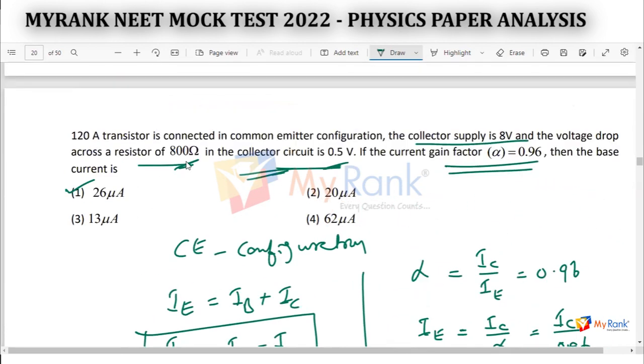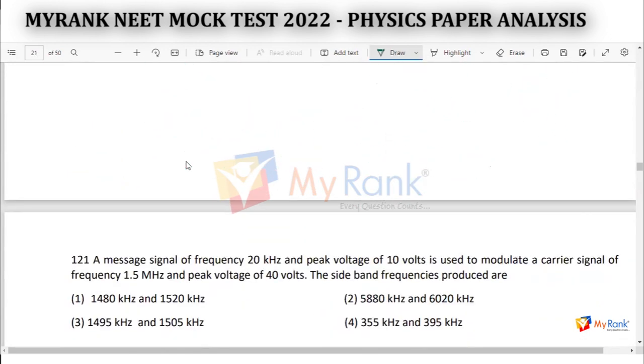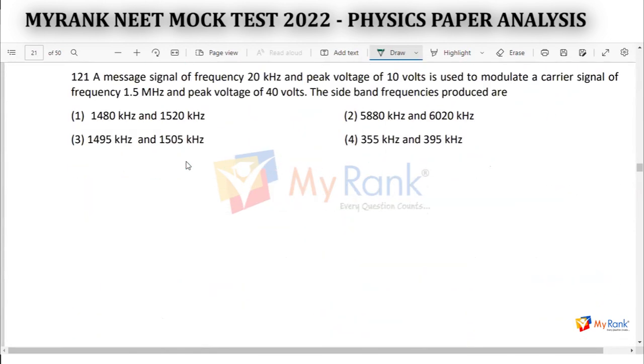Next. After this, a message signal of frequency 20 kilohertz and peak voltage of 10 volts is used to modulate a carrier signal of frequency 1.5 megahertz and a peak voltage of 40 volts. The sideband frequencies are.